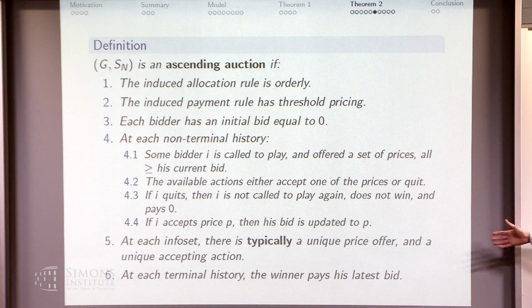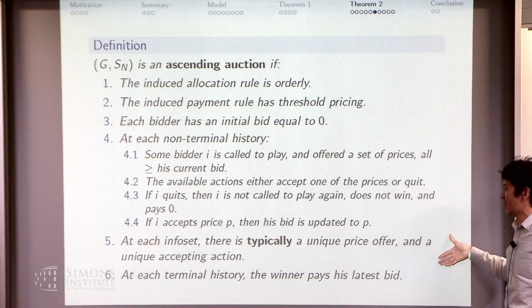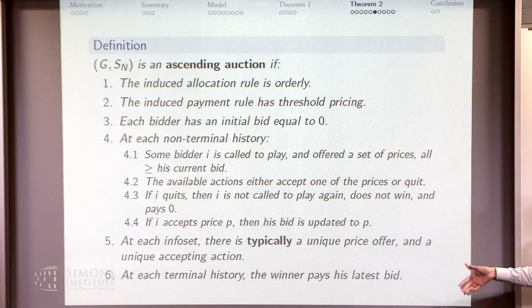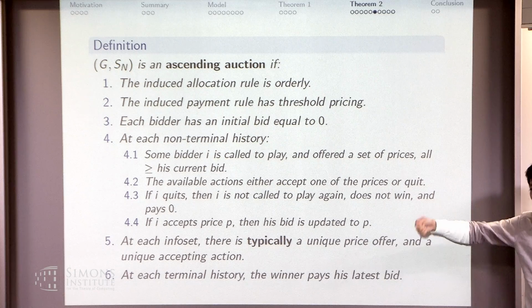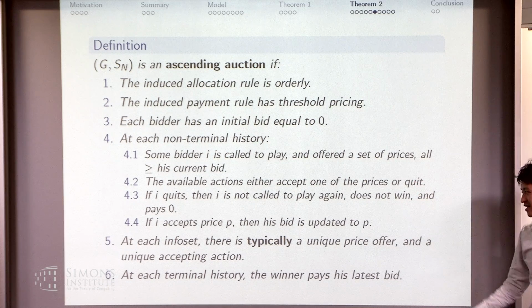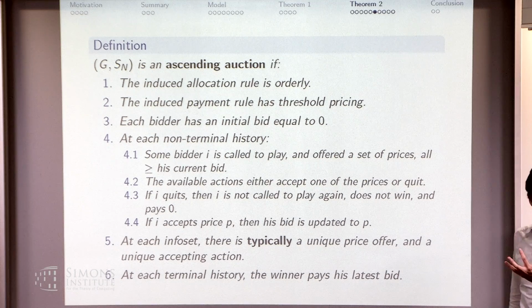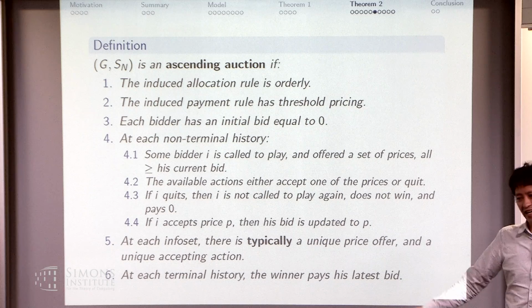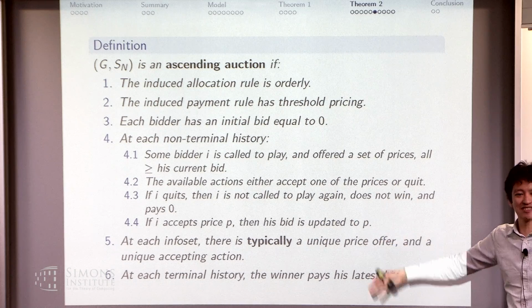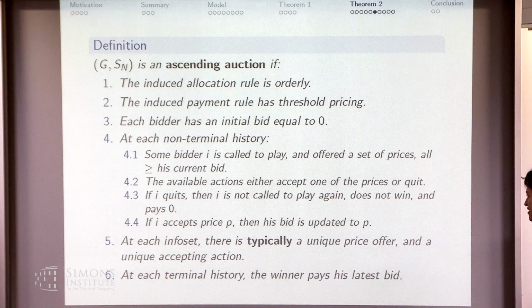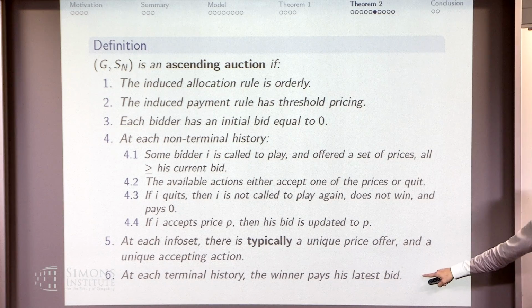If you accept some price P, then we update your bid to P. I'm going to additionally require that each information set there is typically a unique price offer and a unique accepting action. That's to say there's only one way you can go forward while still keeping in the auction. Typically is because in some circumstances, if you're the unique active bidder left and you haven't yet bid the reserve, I can give you multiple actions that bid the reserve without changing credibility. But for the most part in the game tree, it's fine if you think of this as being unique. And at each terminal history, the winner pays whatever his latest bid is. So like a first price auction, you pay the last bid you placed if you win.